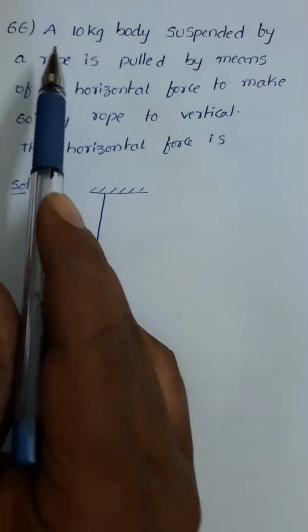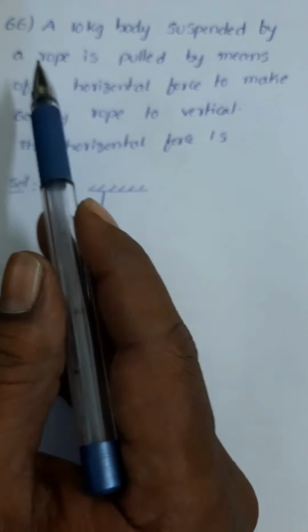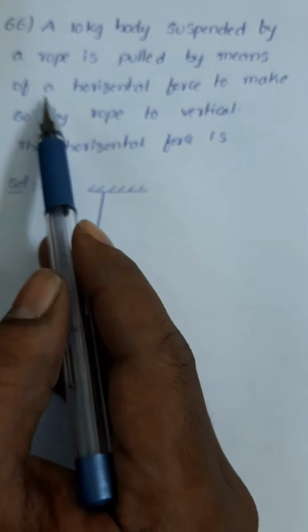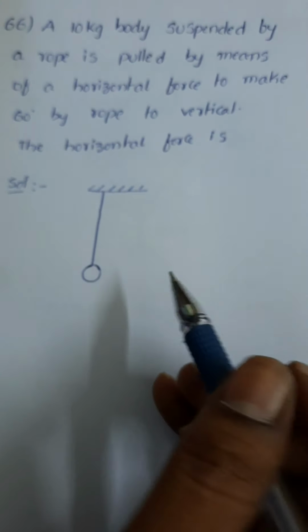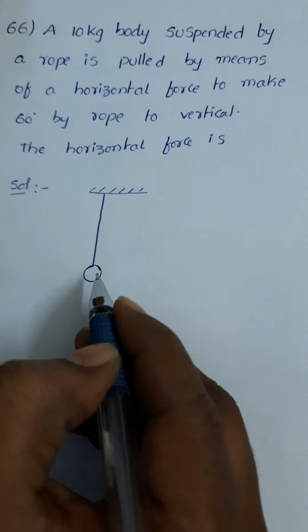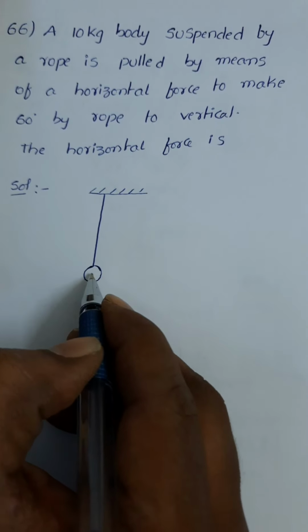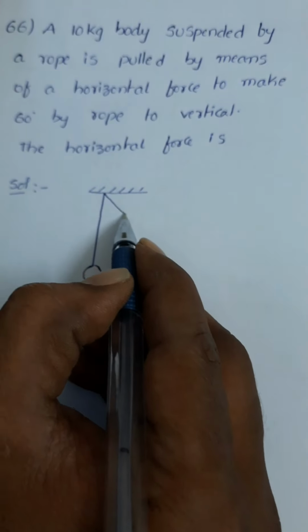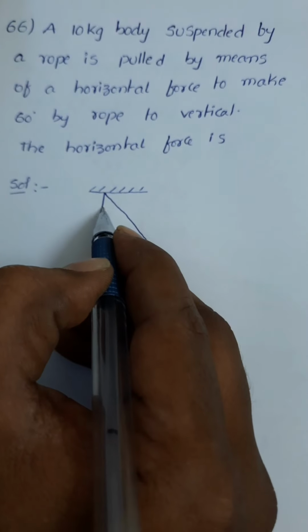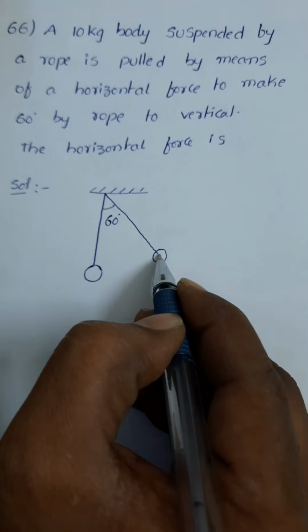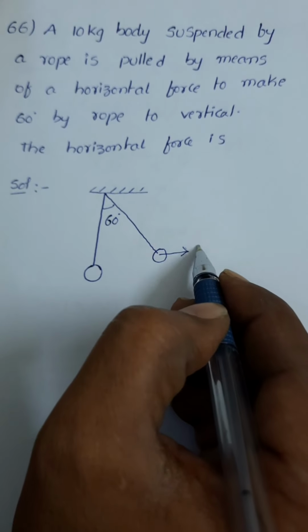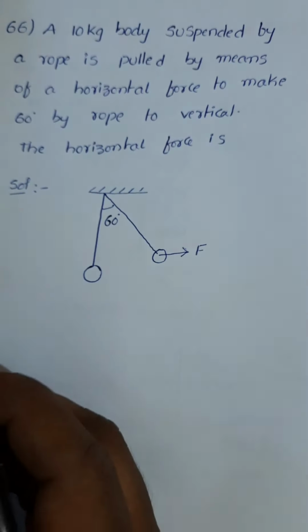Problem number 66. A 10 kg body suspended by a rope is pulled by means of a horizontal force to make 60 degrees by the rope to the vertical. By applying a horizontal force on this body, it makes an angle of 60 degrees with the vertical. Then we have to calculate this horizontal force F.